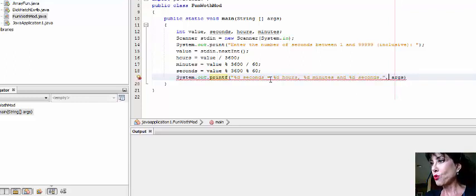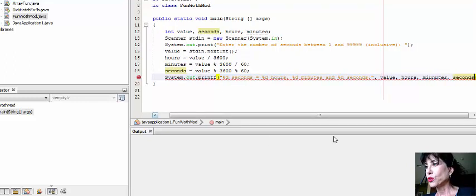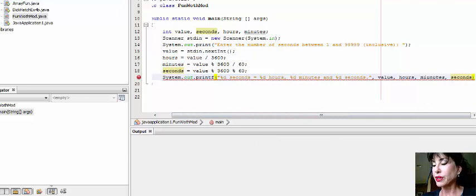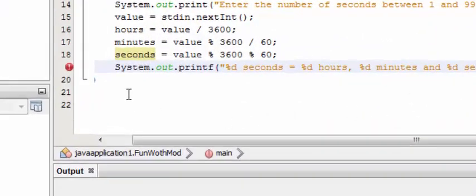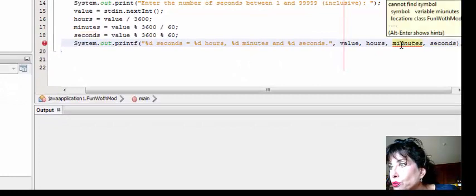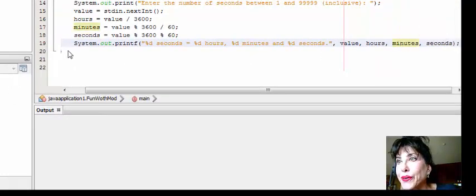Then after the double quote comma, now we're going to put over here what those format specifiers corresponded to. So the first one was value. The second one was the hours. The third one was the minutes. And the last one was the seconds. So, oops, and we have a red bubble. Why? Because we forgot the semicolon at the end of the statement. Now, it still has a problem with all of this, so I'm trying to find out why. Oh, I see. I spelled minutes wrong. That's a problem. It's letting me know. Okay, it looks error-free at this moment.